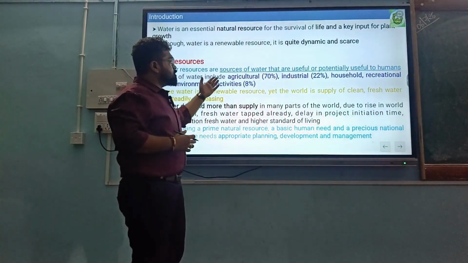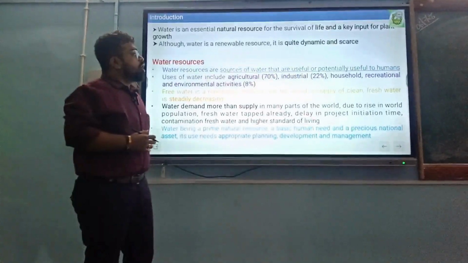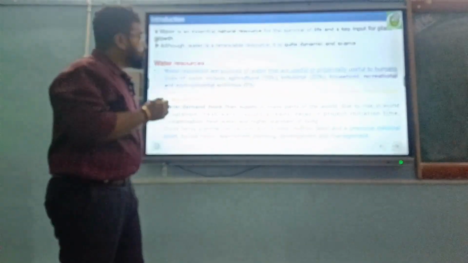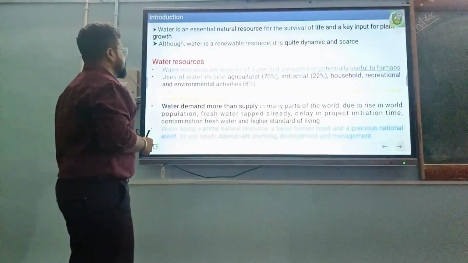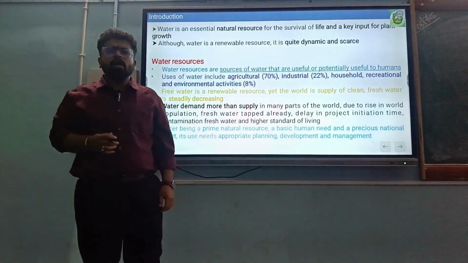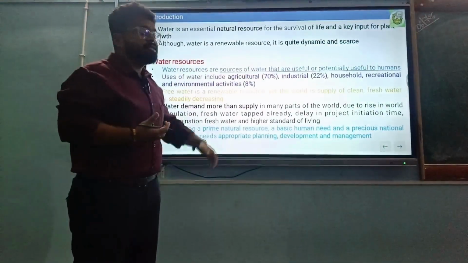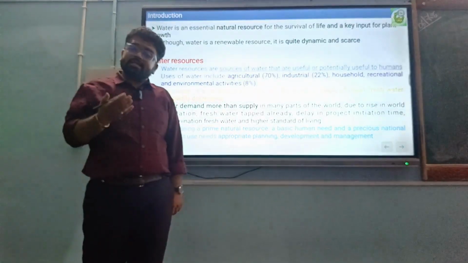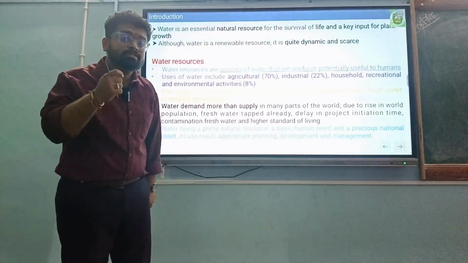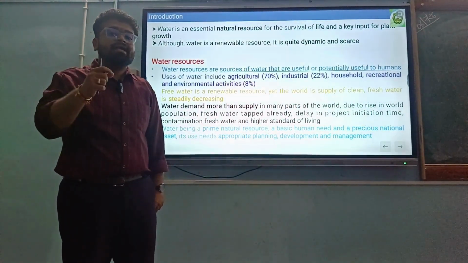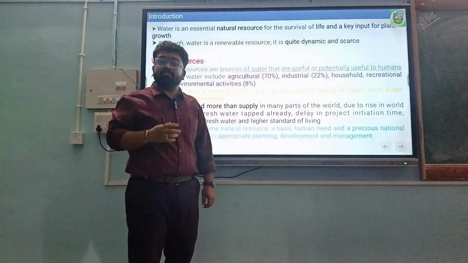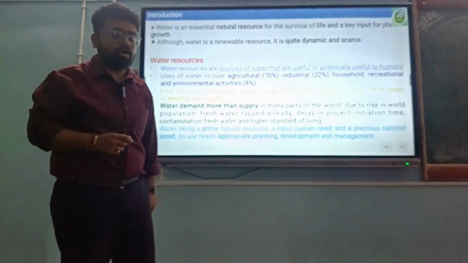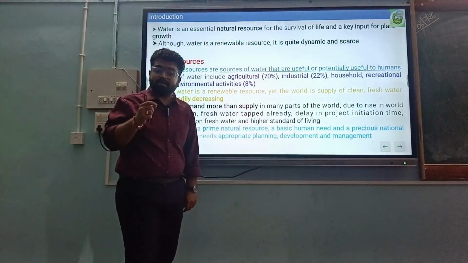Here, water resources are the sources of water that are useful or potentially useful to humans, and the use of water in agriculture is to the extent of 70%, industries 22%, and environmental activities 8%. So much water is required, and this entire sector is dependent on agriculture. If you come to our Indian economy, agriculture itself contributes around 18.6% to the Indian GDP. Under such circumstances, if water is not there, if rain does not occur, that GDP sector will collapse and it is a threat to our Indian economy. So proper management of water plays a very important role.